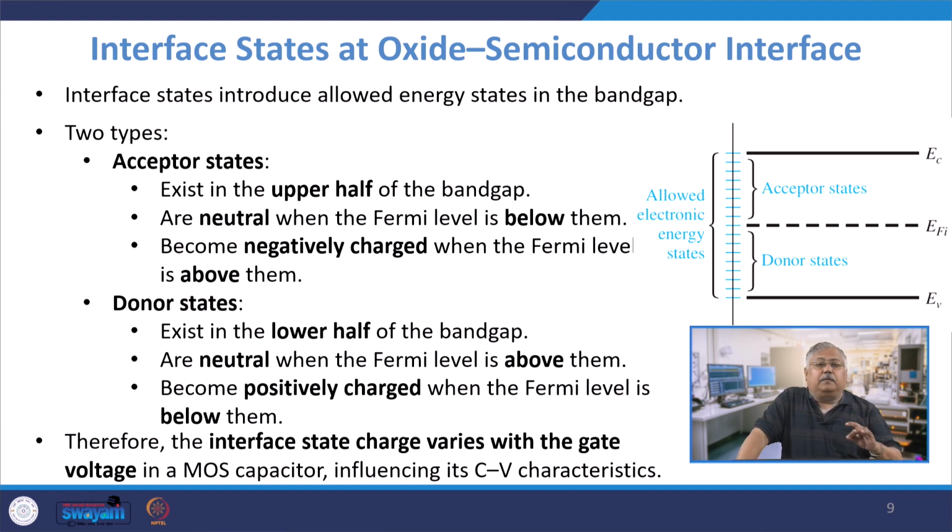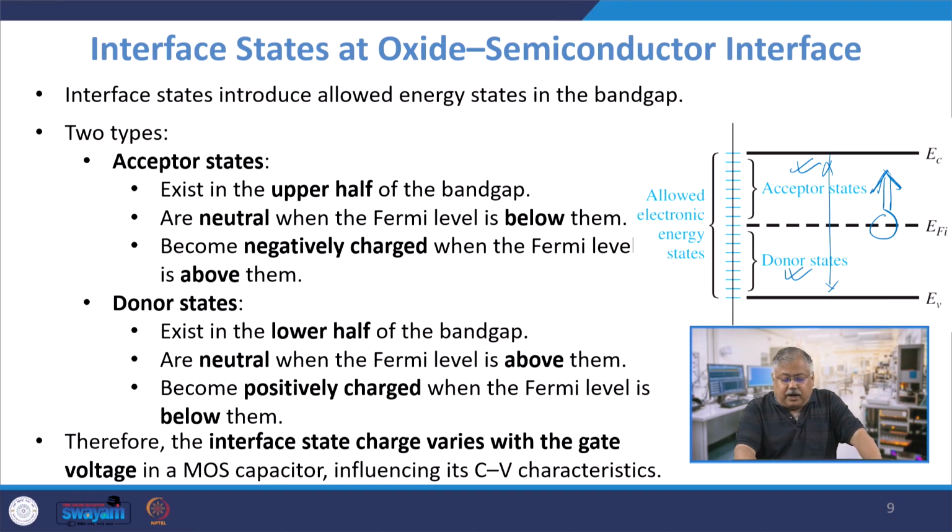Typically the acceptor type states appear in the upper half of the band gap. So, you have an intrinsic Fermi level which is EFI here, and all your acceptor type states are above the intrinsic level. So, this is your band gap, and the upper half is all acceptor, the lower half is all donor, right. So, basically it exists in the upper half of the band gap, right. Now, these are all positively charged. Acceptor states can accept charge carriers, donor states can donate charge carriers. They generally exist in the lower part of the band gap.